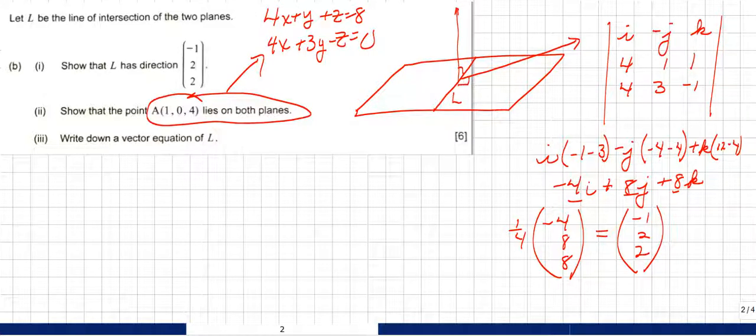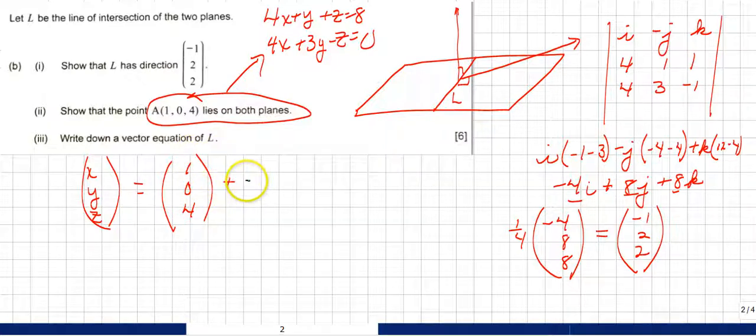Okay. Write down a vector equation of L. A vector equation is in the form (x, y, z) equals, and then you put a point on the line. Well, it just told us that the point was (1, 0, 4). It's on both planes, so it's on the line of intersection of the two planes. Plus some parameter. I like lambda. We'll use lambda. And then the direction, well, we found that in the previous part. So (-1, 2, 2). And there you go. That's the vector equation of line L. So part B is done.